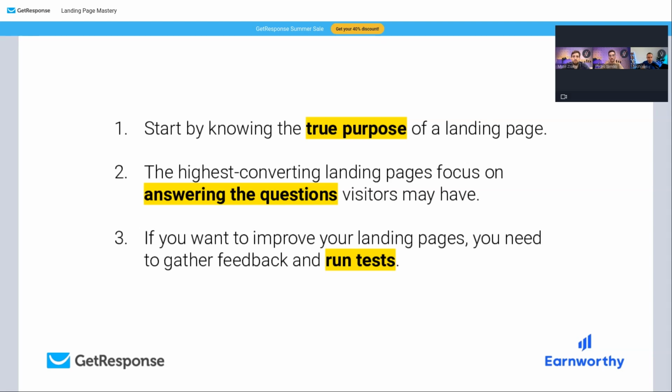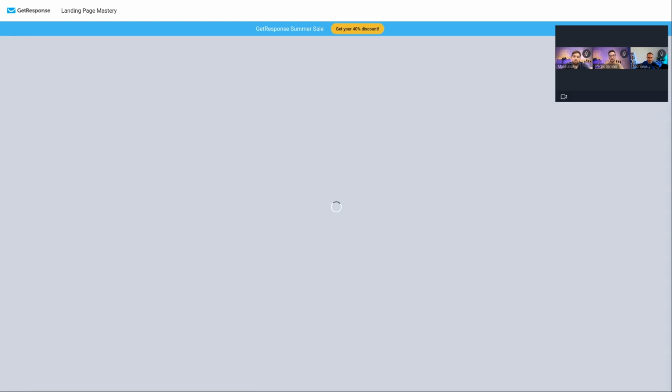So to recap, the first secret was you want to start by knowing the true purpose of a landing page. This is where we broke down that definition of what a landing page is. The second point was that the highest converting landing pages focus on answering the questions visitors may have. I wanted to get you thinking one level deeper than just those elements and think about the questions that people have psychologically as they're visiting and thinking, what are they going to do? And then the third one was that if you want to improve your landing pages, you need to gather feedback and run tests. And you can do more than just A/B testing. You can deploy functional testing and usability testing.